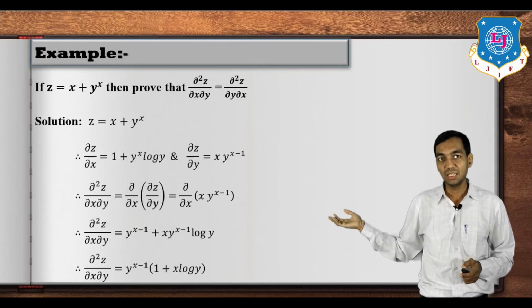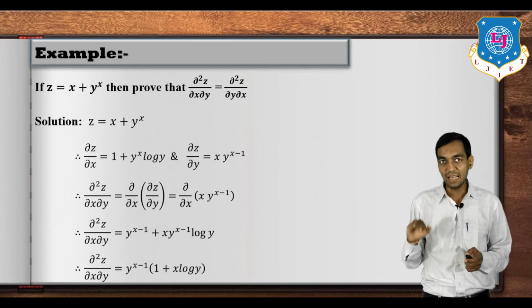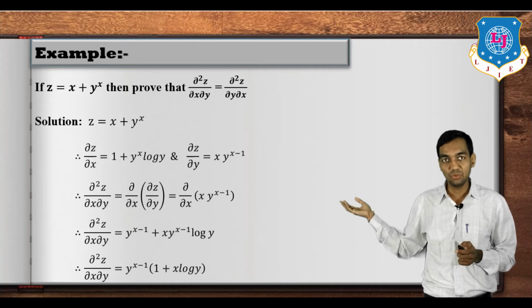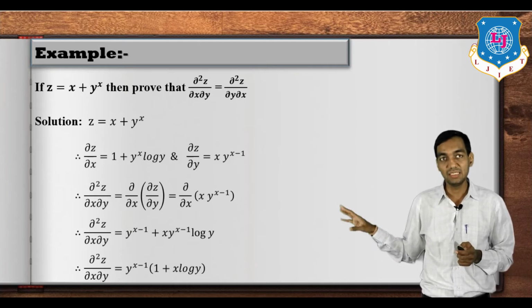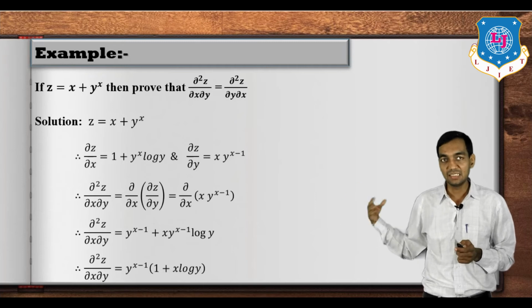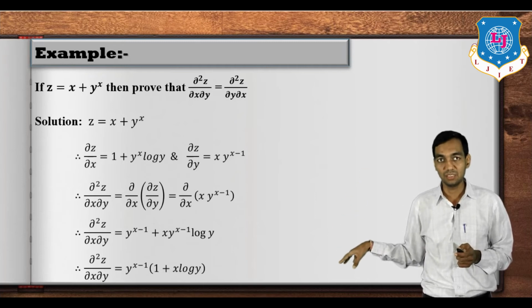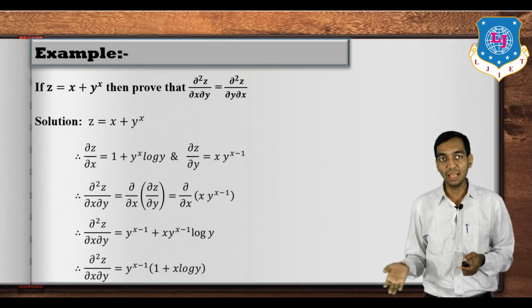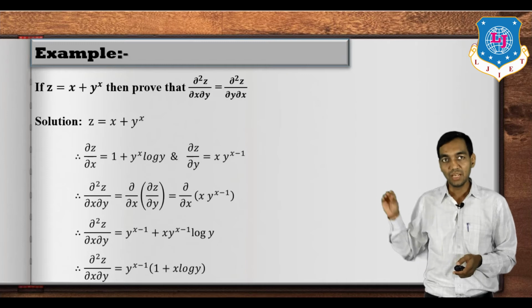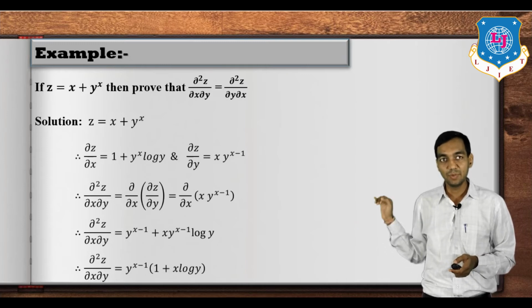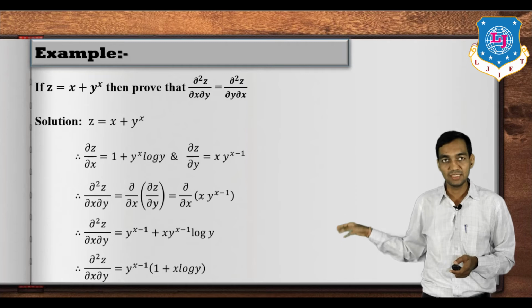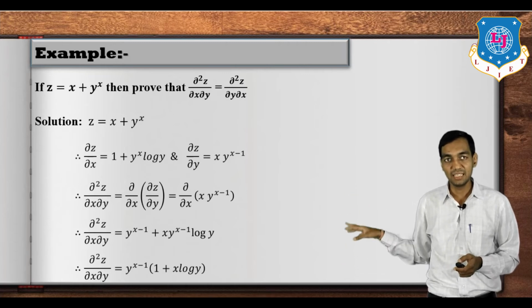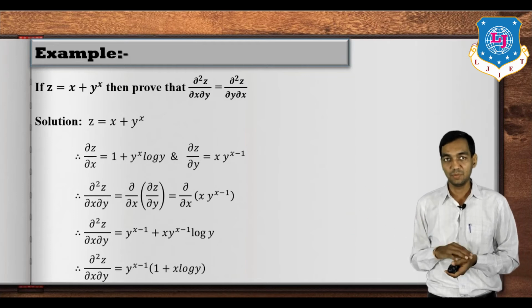In the same manner, if you are differentiating z with respect to y, then x is constant. So simple x has a derivative 0, and in y raised to x, y is the variable, so the x raised to n form is there, and x raised to n has a derivative n into x raised to n minus 1. That means it is x into y raised to x minus 1. Now for the second order derivative, we take the derivative of del z by del y with respect to x, that is del square z by del x del y. That means del by del x of del z by del y, but del z by del y is x into y raised to x minus 1.